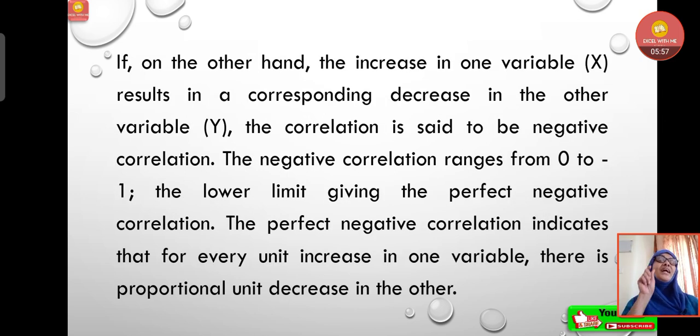If, on the other hand, the increase in one variable x results in a corresponding decrease in the other variable y, the correlation is said to be negative correlation. The negative correlation ranges from 0 to -1. The lower limit gives the perfect negative correlation. The perfect negative correlation indicates that for every unit increase in one variable, there is a proportional unit decrease in the other.